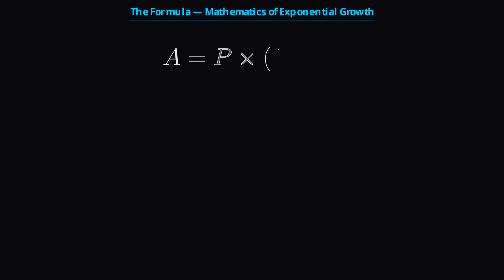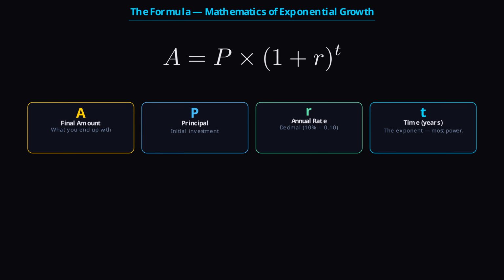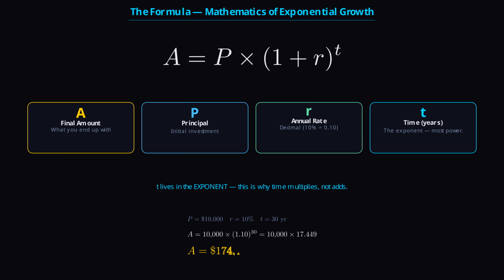The formula is elegant in its simplicity. A equals P, multiplied by the quantity 1 plus R, raised to the power of T. A, the amount you end up with. P, your principal, the money you put in. R, your annual rate of return, expressed as a decimal. T, time, measured in years.